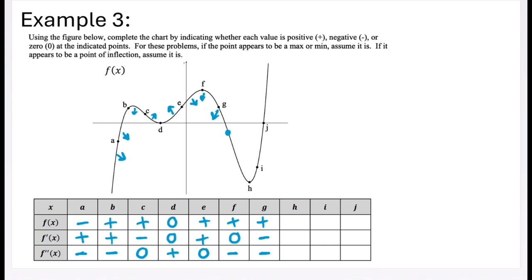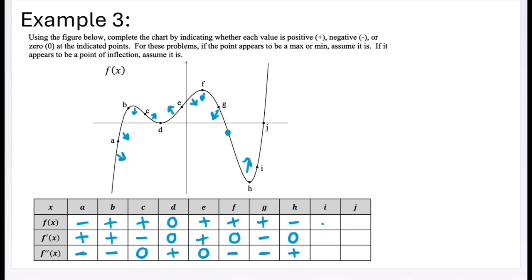All right, H. H is negative. It also looks like it's at a minimum value. So f prime of x is going to be 0. And then here it's concave up. So it's going to be positive.